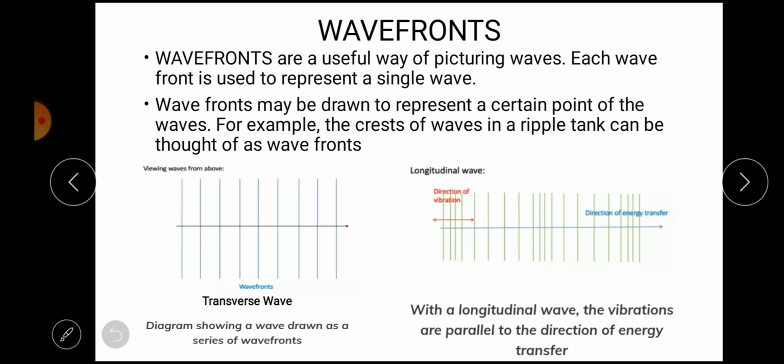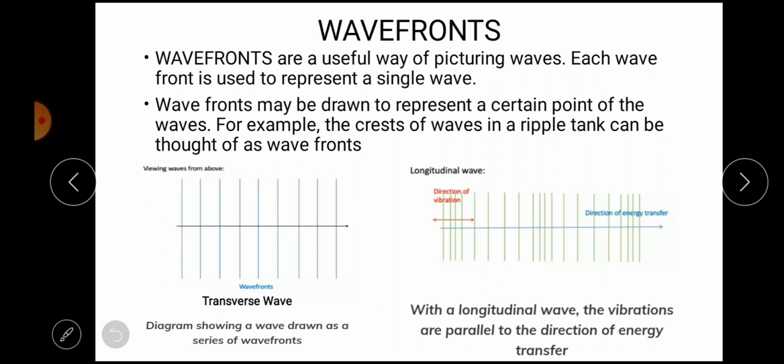Wavefronts. Wavefronts are usually a way of picturing waves. Each wavefront is used to represent a single wave. A wavefront may be drawn to represent a certain point of a wave. For example, the crest of a wave in a ripple tank can be thought of as a wavefront. So when we are drawing wavefronts, this is a simpler way of representing waves. We take similar points of the wave, and we use lines to represent those points. So we are going to get wavefronts.